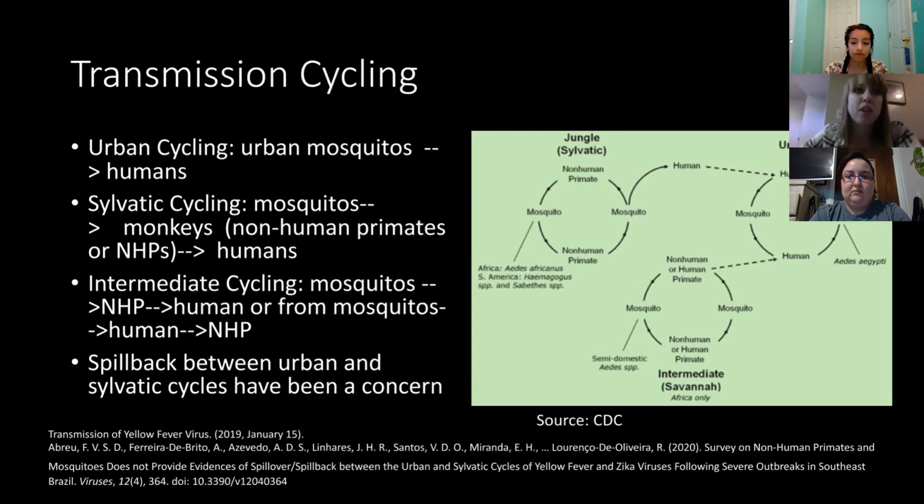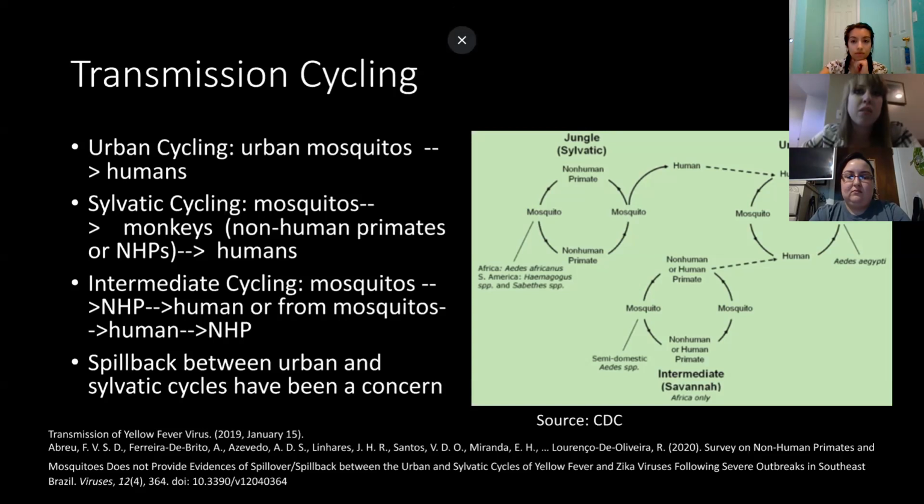Spillback between urban and sylvatic cycles has been a concern in the spread of yellow fever virus. Spillback occurs when a reservoir population that possesses a high pathogen prevalence comes into contact with a unique host population. One study I looked at investigated the likelihood of a spillback occurring in Brazil as urbanization increases.